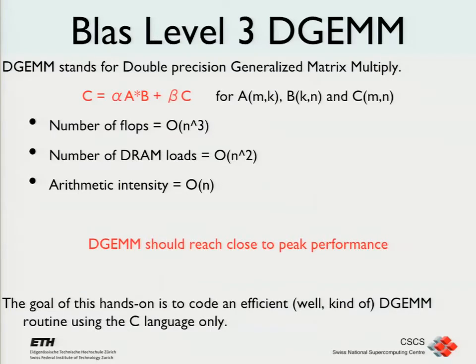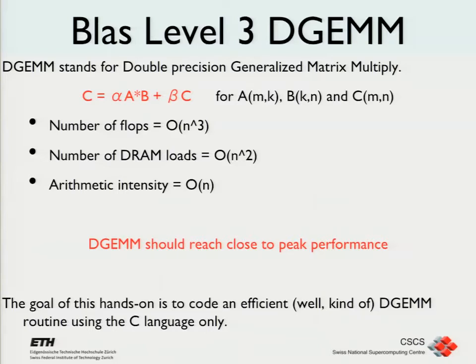So if we want to compute the arithmetic intensity of this operation, you'll see that the number of flops is proportional to n cubed, okay? Number of DRAM loads is n squared. So you'll get an arithmetic intensity of n, which means that matrix multiply will give you close to peak performance.